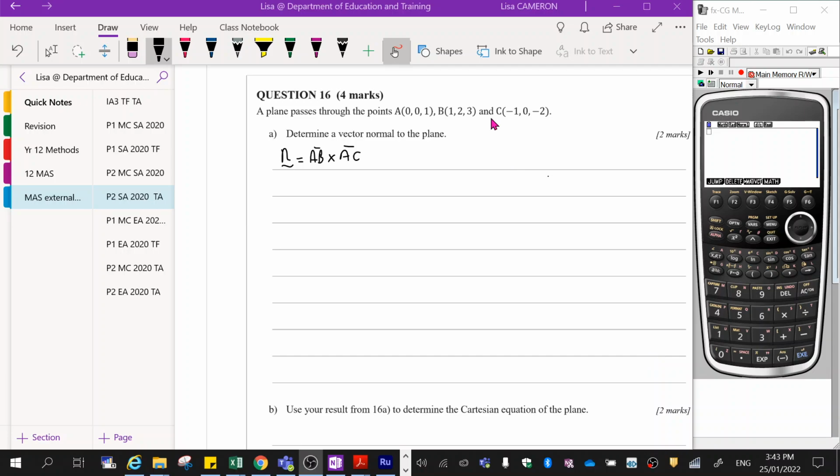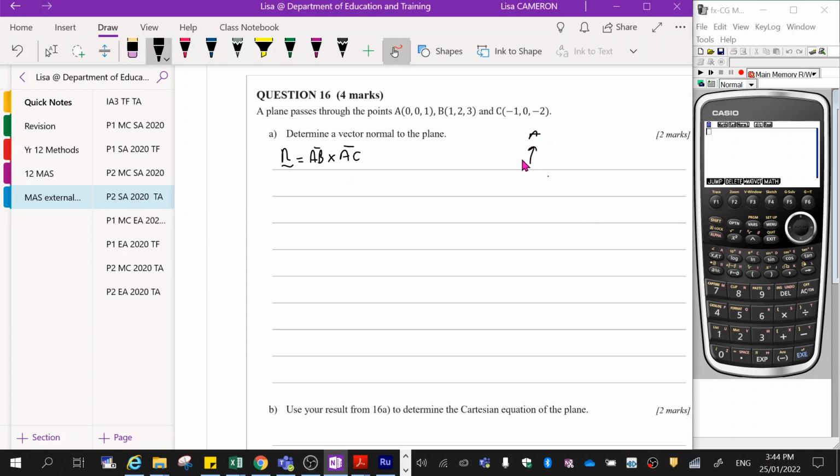So to find the normal vector to the plane, we need to do AB times AC. Sorry, A to B times A to C. Now this times is actually the cross product, which means we're going to have to use a special function in our calculators. So first thing we have to do is work out what the vector is from A to B.